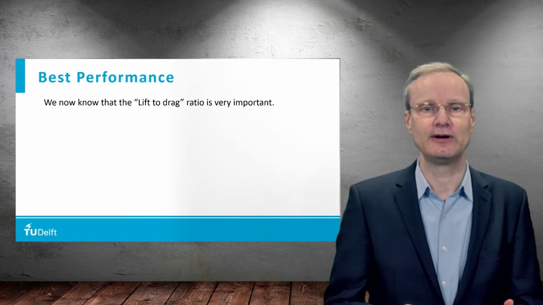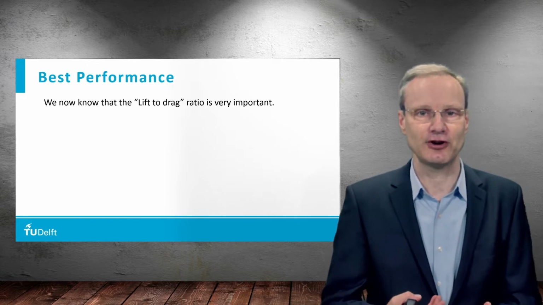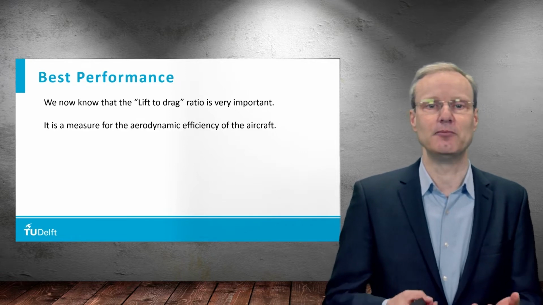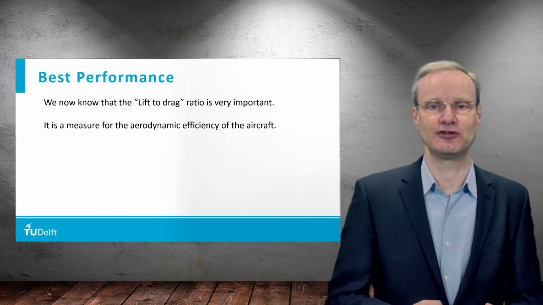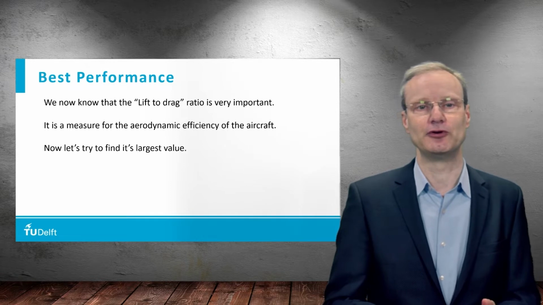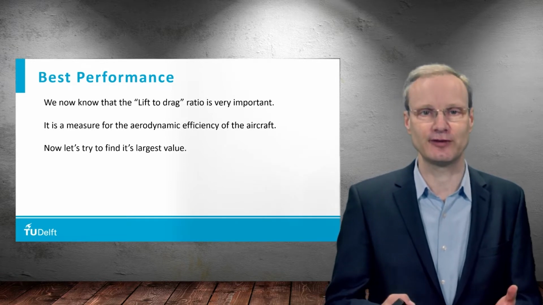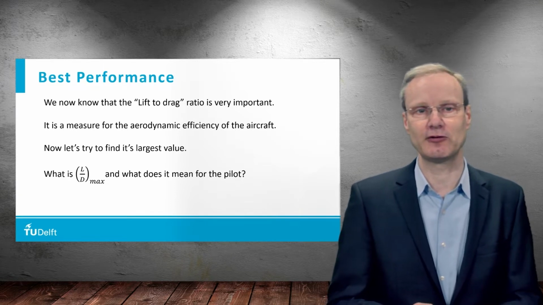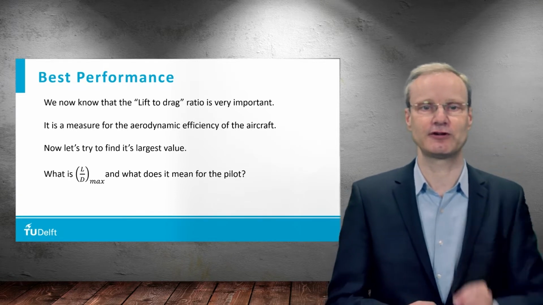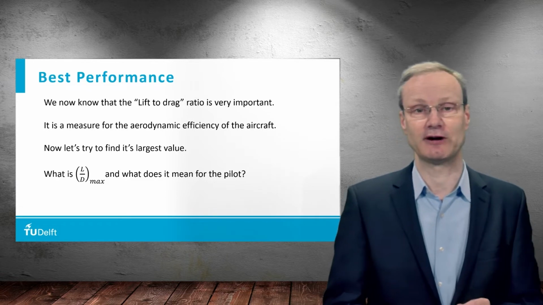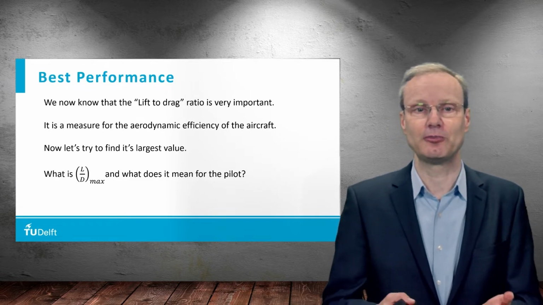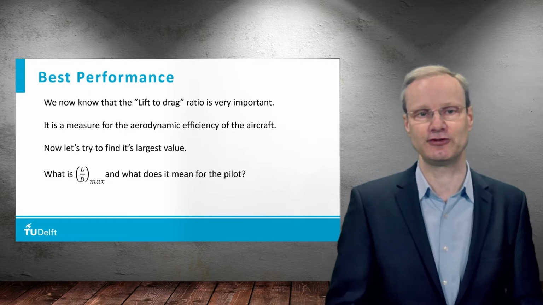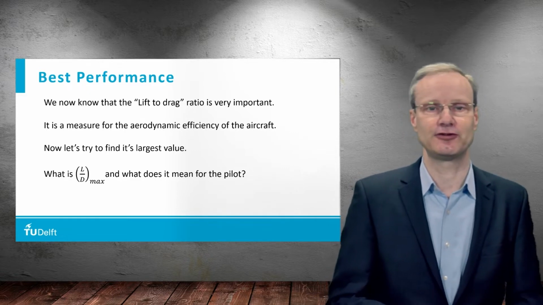And we know by now that the lift to drag ratio of an aircraft is a very important parameter in this sense. It's actually a measure for the aerodynamic efficiency of the aircraft. So what we want to do is find the largest value of the lift to drag ratio. So mathematically speaking, we want to maximize the lift over drag ratio. And what we also want to figure out is, what does it mean for the pilot? How does a pilot have to fly such that he or she flies at maximum lift to drag ratio? Now let's try to do that.